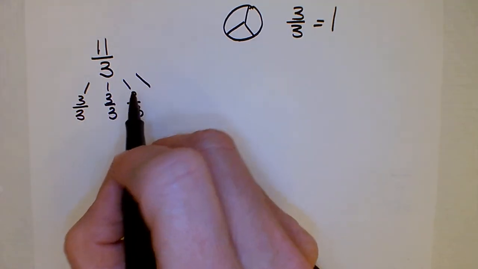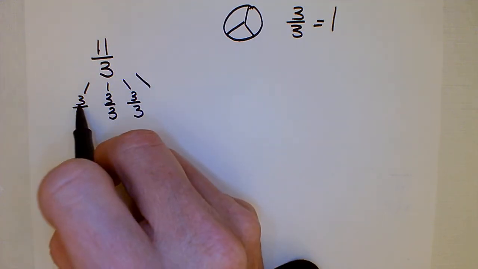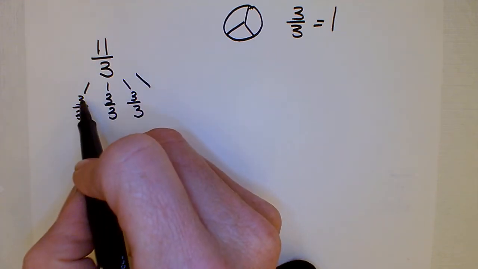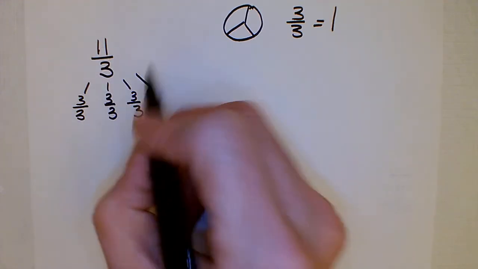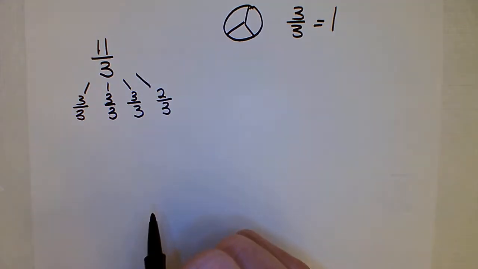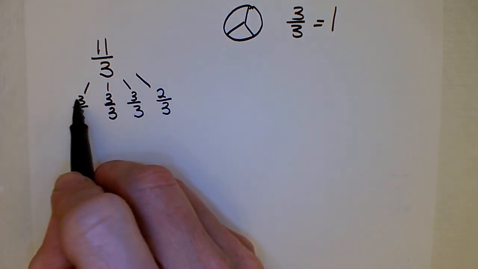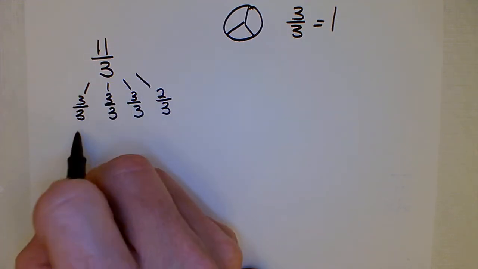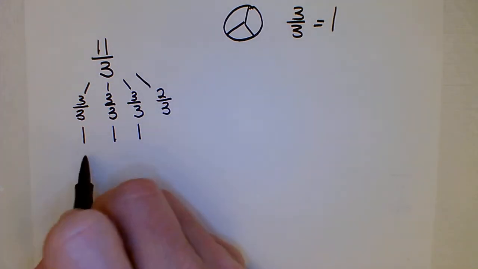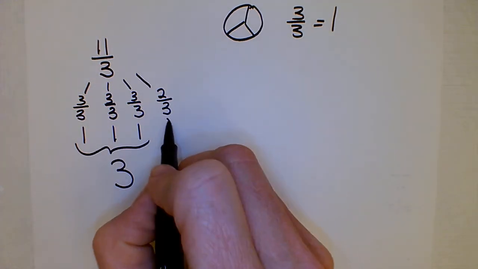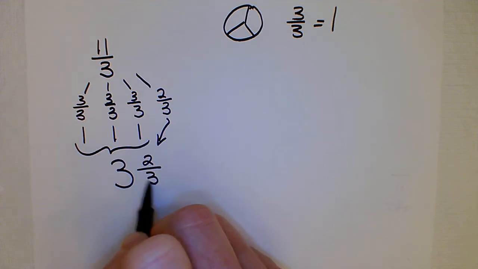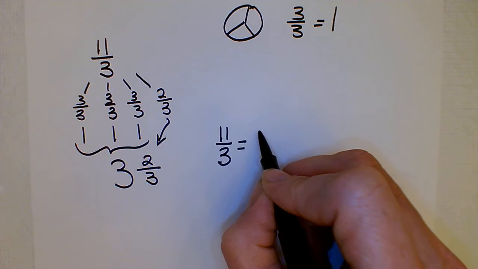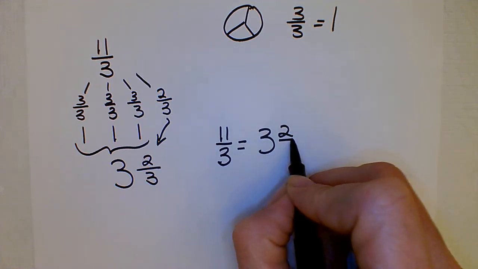So instead, I'm going to have 2/3 because 3, 6, 9 plus 2 gets me to 11. I had 11 pieces. I put 3, 3, 3. I'm going to put 2 of them here. And what size are they? They're thirds. So now what I see is that I have 1 cookie, 2 cookies, 3 cookies, or 1 whole, 2 wholes, 3 wholes. Each one of these is equal to 1. And so that means that that's 3, but don't forget your 2/3. You have 3 and 2/3. So what I now know is that 11 thirds is equal to 3 and 2/3.